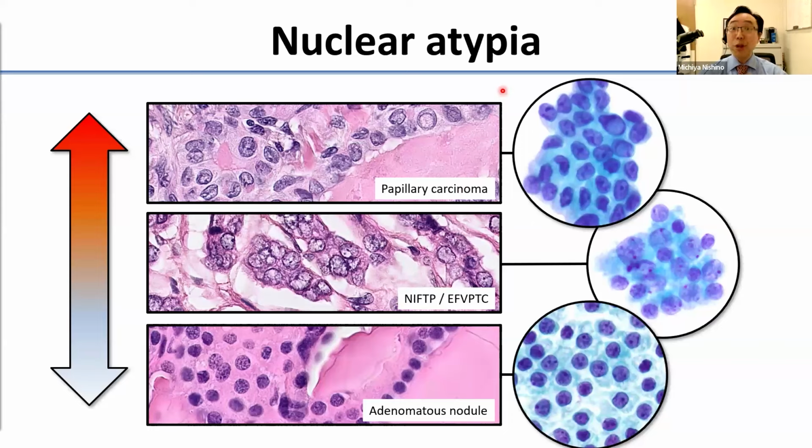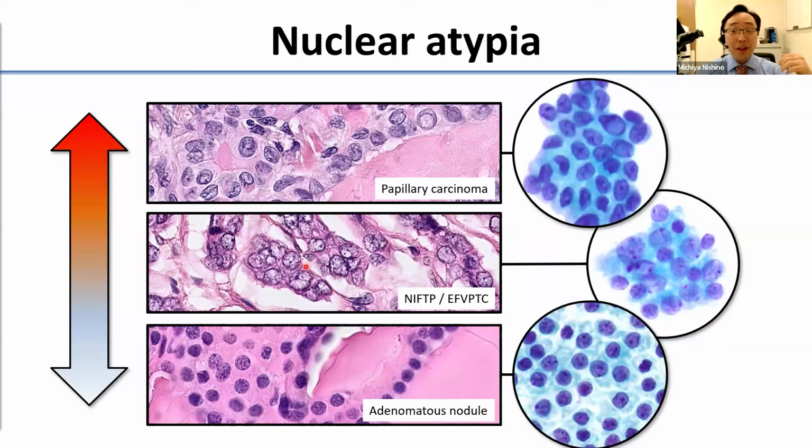Nuclear atypia is really referring to the nuclear features that are characteristic of papillary thyroid carcinoma. And these changes can occur along a spectrum. In these boxes, we have histologic images of thyroid lesions with varying degrees of nuclear atypia. So starting here at the bottom, on the low end of the spectrum, we have a totally benign hyperplastic or adenomatous nodule with small, round, and dark nuclei.